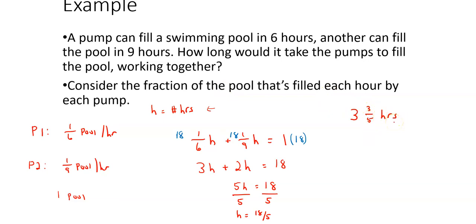Now, if you want a little extra credit here, how much is 3/5 of an hour? Well, an hour is 60 minutes. So 3/5 of an hour is 3/5 of 60 minutes. Well, 60 divided by 5 is 12. 12 times 3 is 36. So 36 minutes. So we could also say 3 hours and 36 minutes.